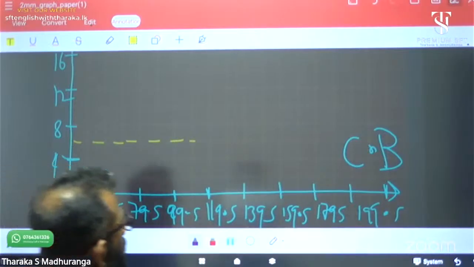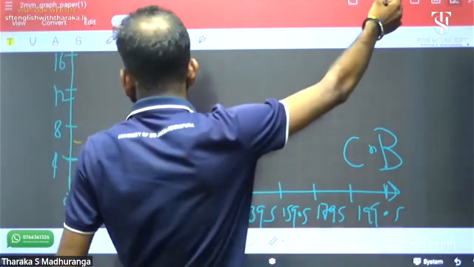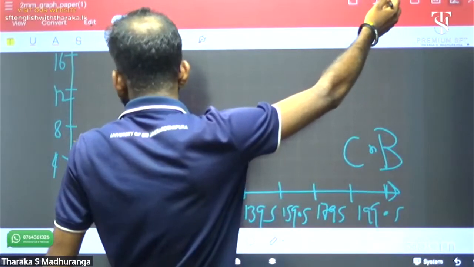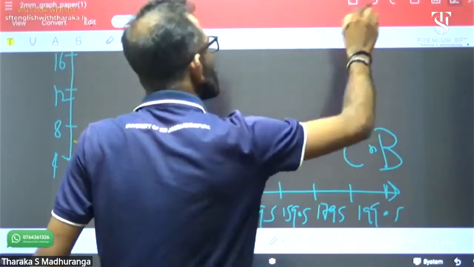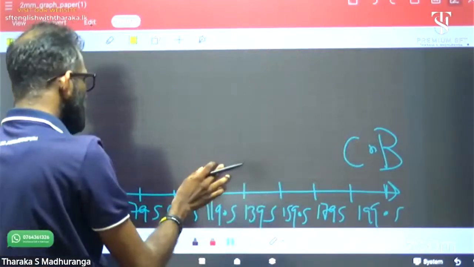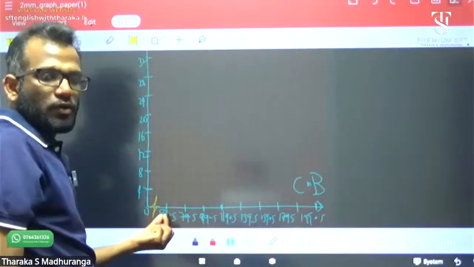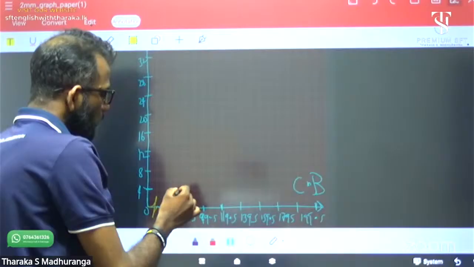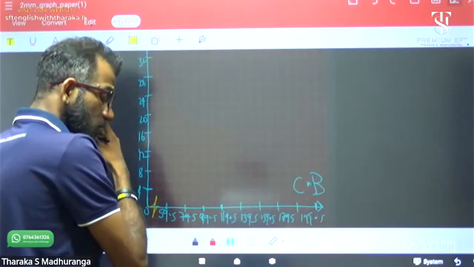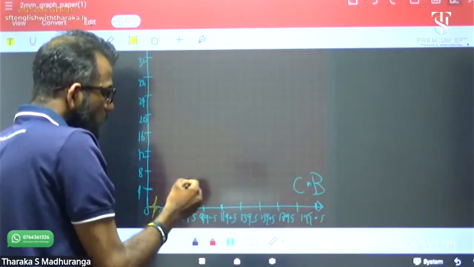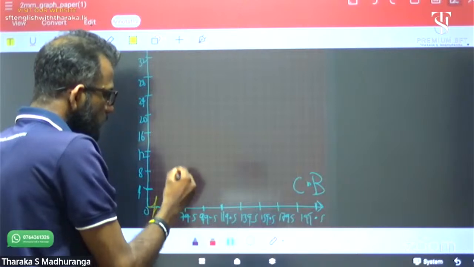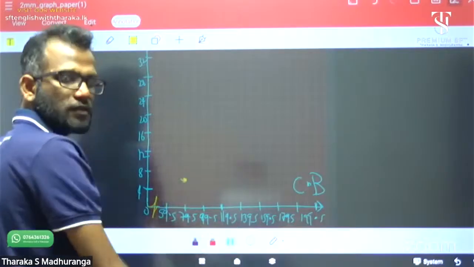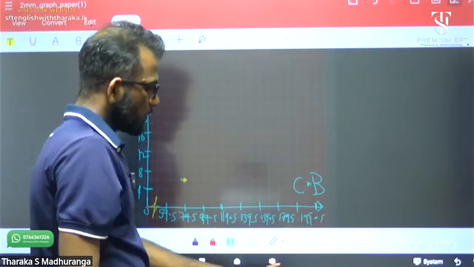Yes, very good. On 79.5, because it is a less than cumulative frequency curve. For a less than cumulative frequency curve, we always mark data on the upper class boundary. The upper class boundary is 79.5. Okay, this is the point 6.